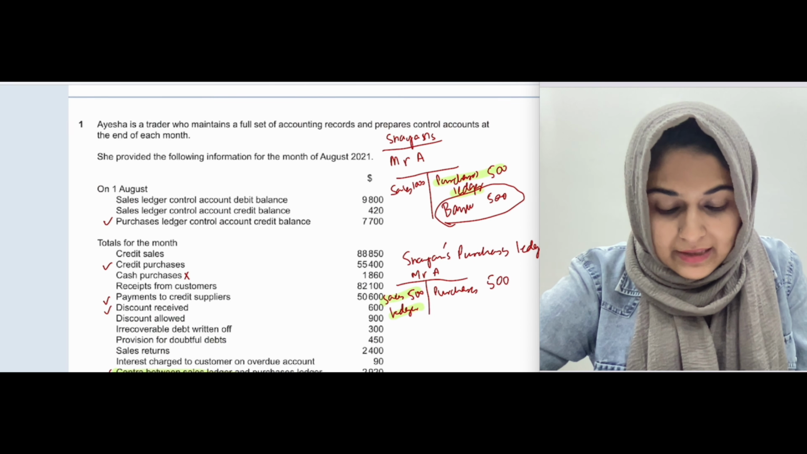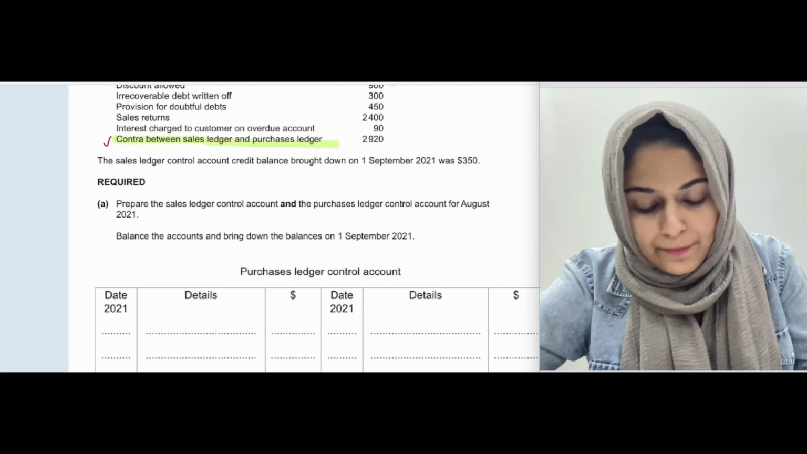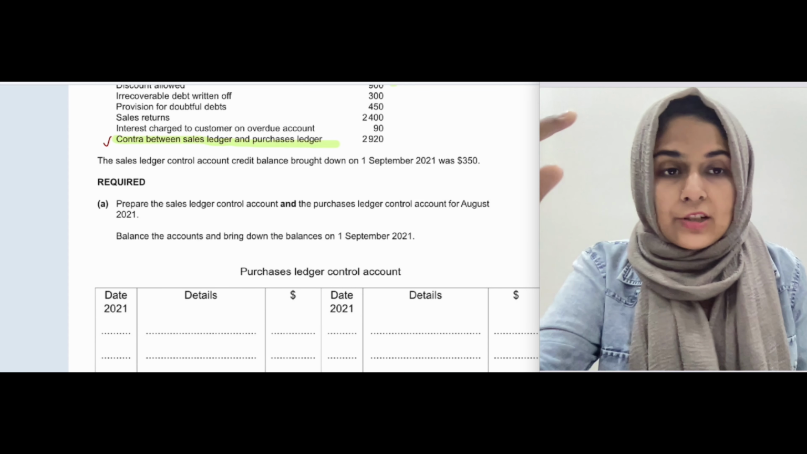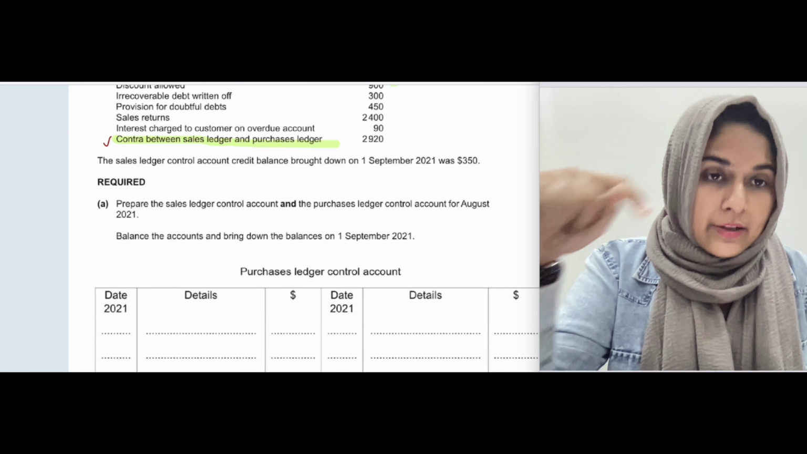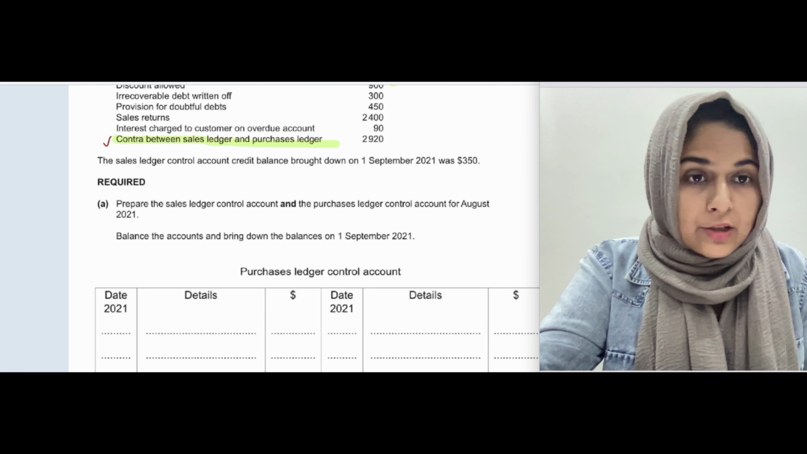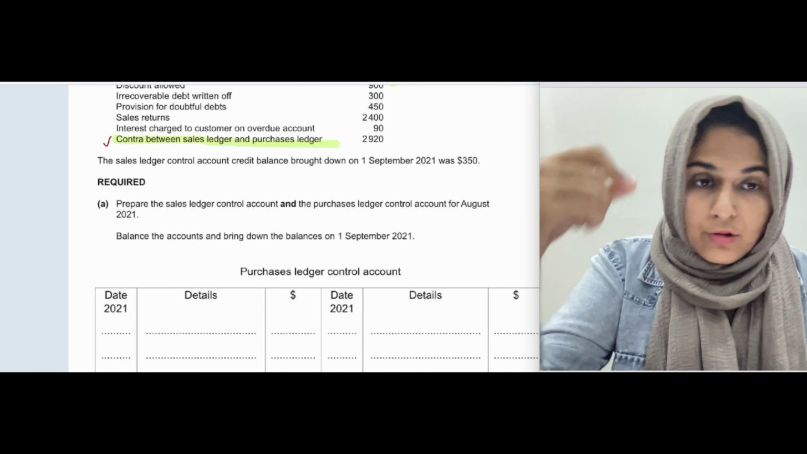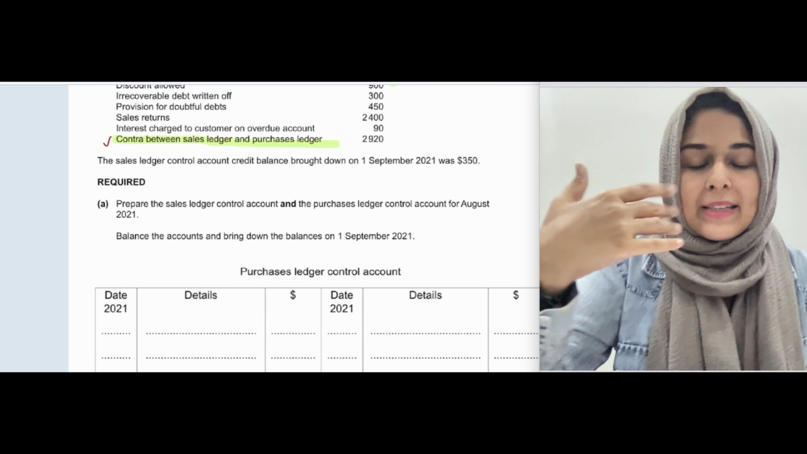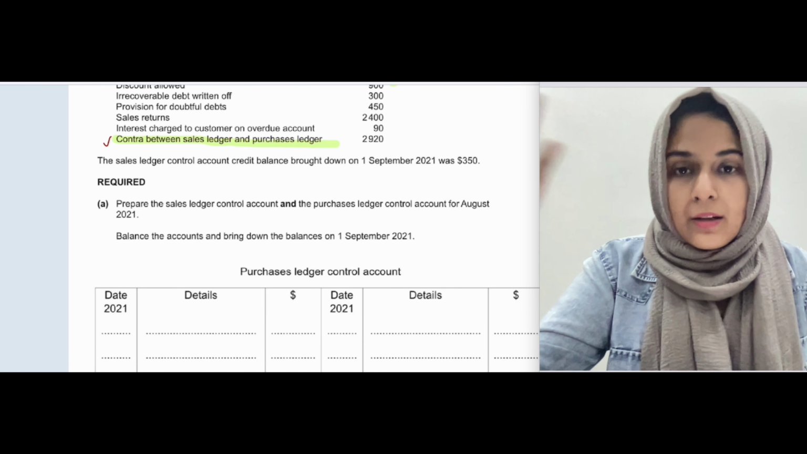तो सबसे पहले हम इसका start करते हैं with the credit balance brought down. Also one more thing to note here is that sales ledger control account is a total of trade receivable account. Purchases ledger control account is a total of trade payable account. Trade payable, the word payable itself tells you कि मुझे इसको pay करना है. Basically the business has to pay that person.